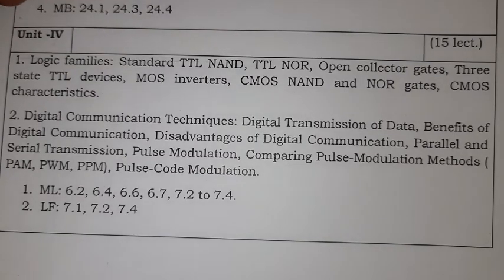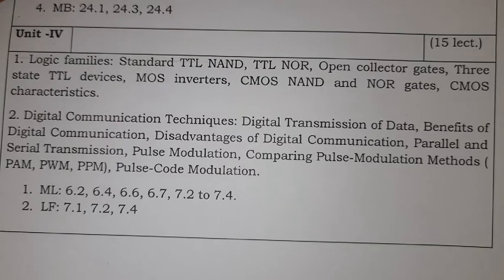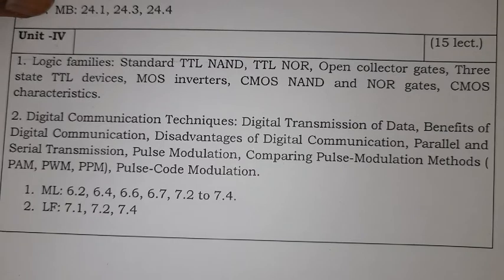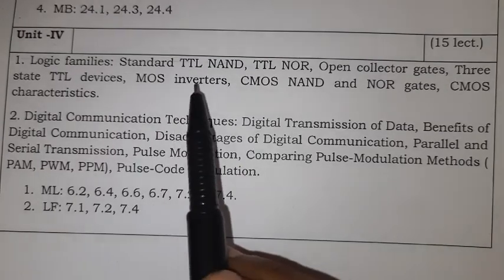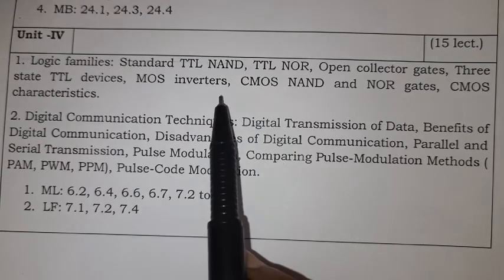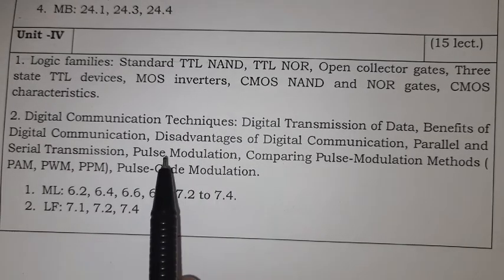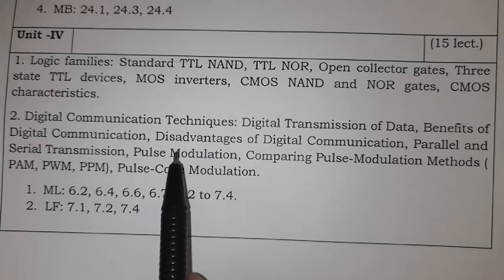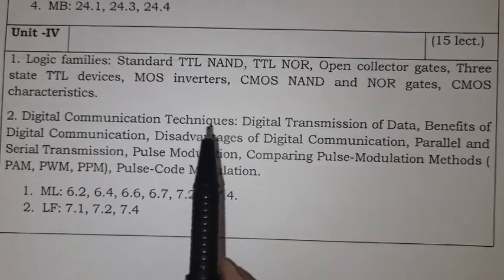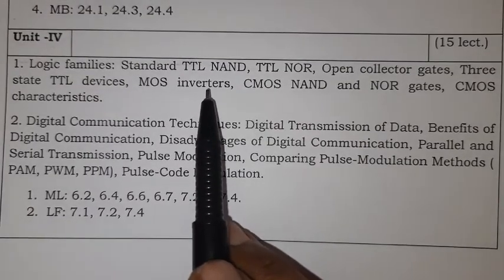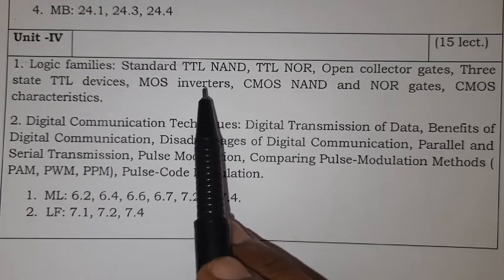Namaskar. In this series of lectures, we will discuss unit number 4 from paper 2, that is electronics. There are two chapters. One is related to TTL and CMOS devices, and the other is related to digital communication techniques. Now we will start with the first chapter, related to TTL devices.